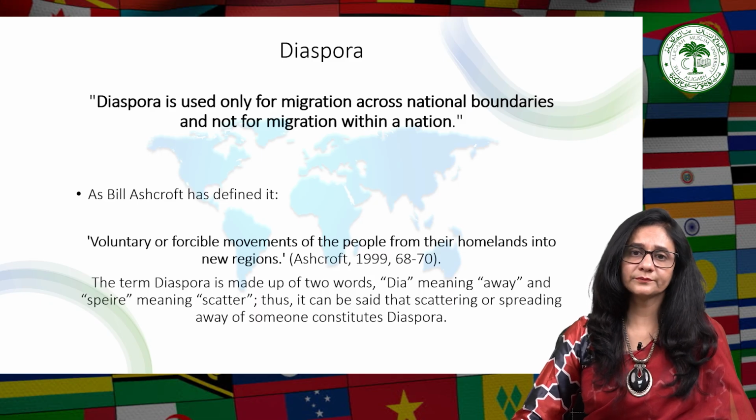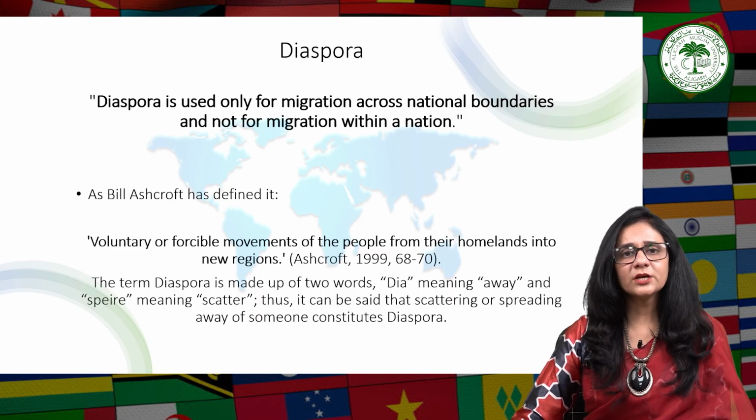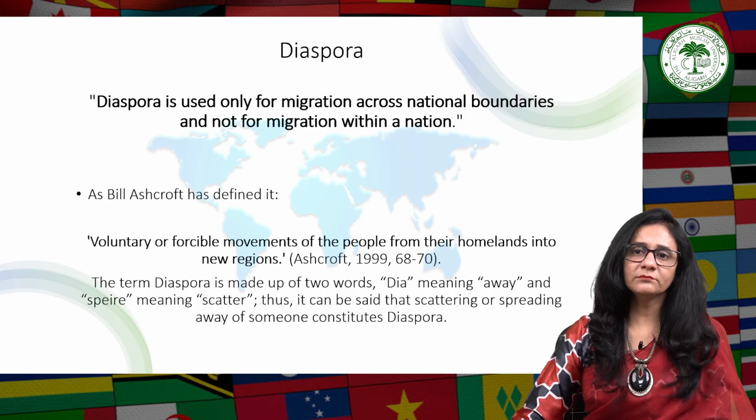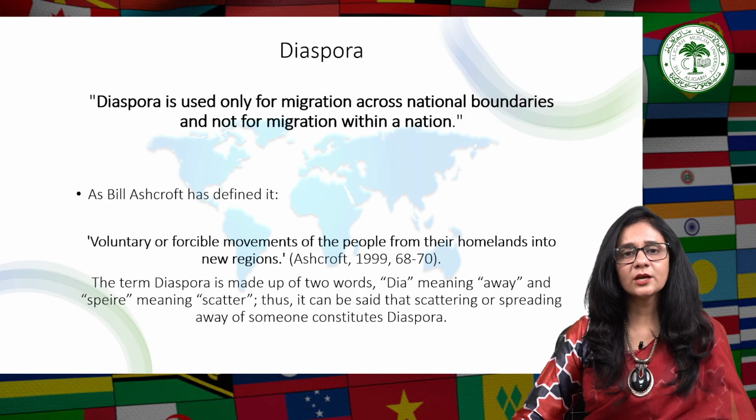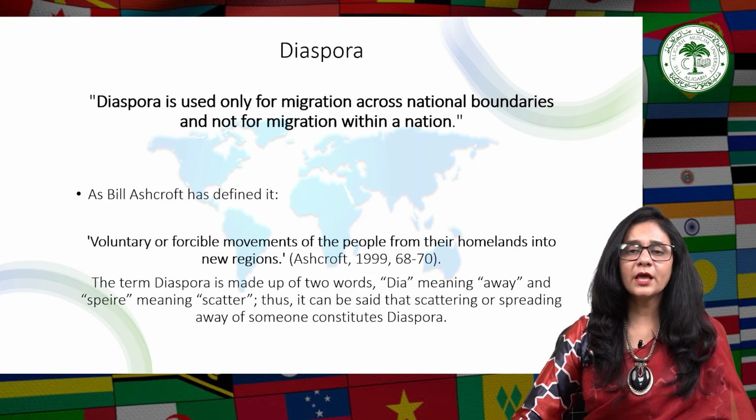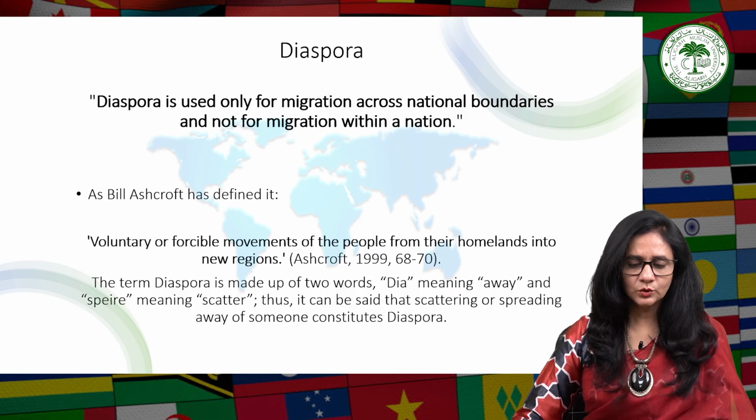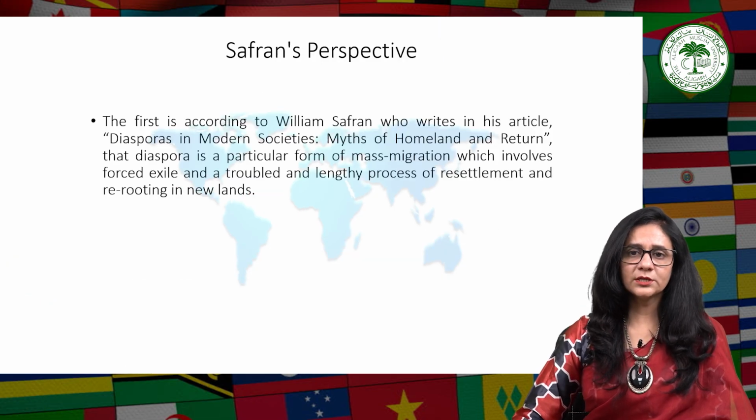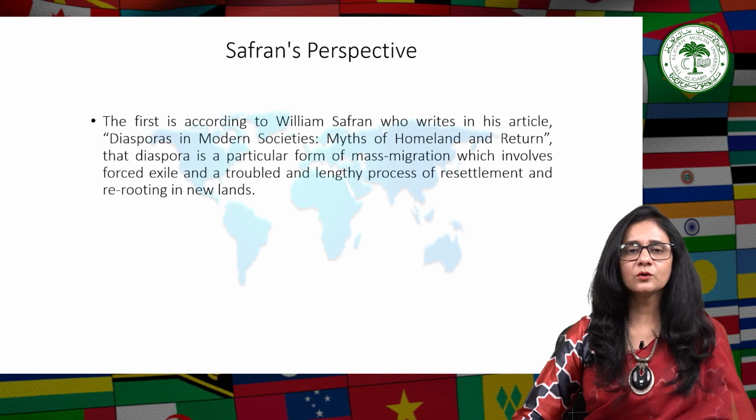The term diaspora. Let's talk about it. The term diaspora is made up of two words, dia meaning away and spora meaning scatter. Thus, it can be said that scattering or spreading away of people constitutes diaspora. As Bill Ashcroft has defined it, voluntary or forcible movements of the people from their homelands into new regions. That is called diaspora. To understand the concept of diaspora in a better way, we can look at the term from two different perspectives given by two different educationists.